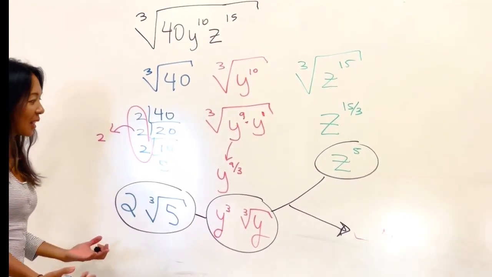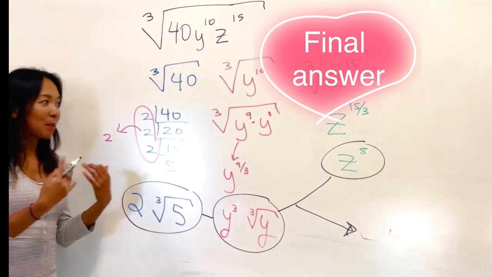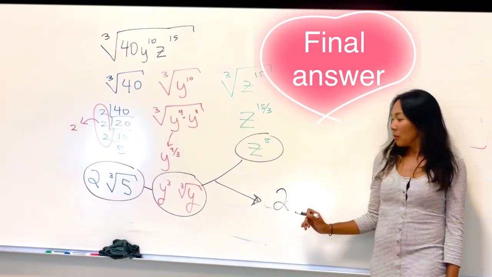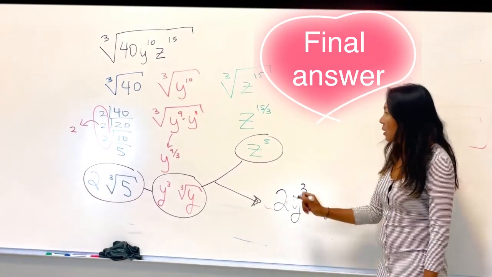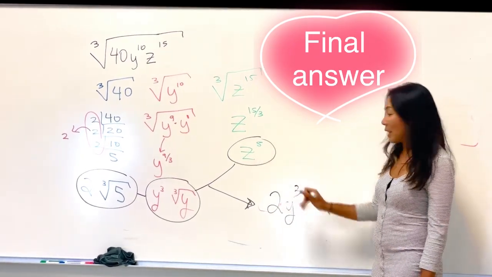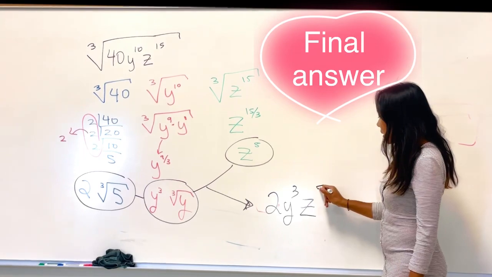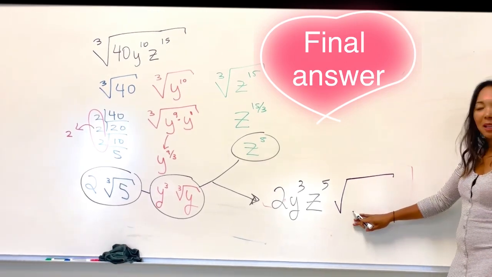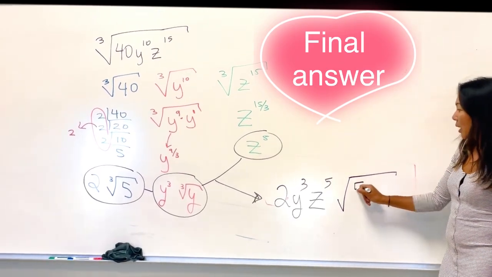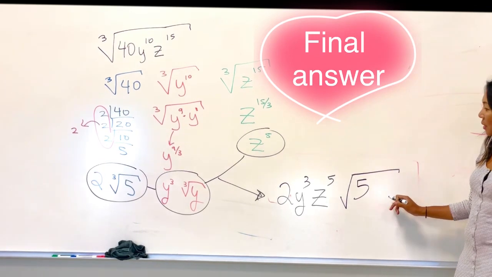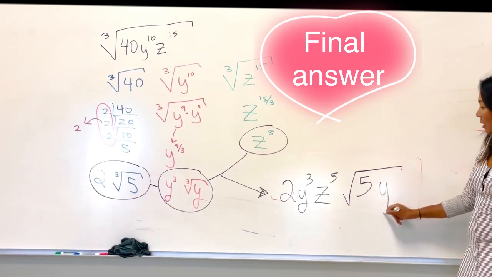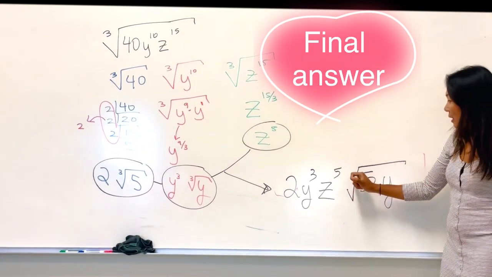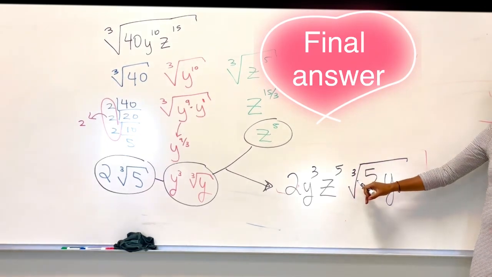My final answer then, all the items outside the radical get multiplied together. What are the things that are outside the radical? 2, y to the third, z to the fifth, right? That's outside the radical. Is that everything? And then radical, what goes inside the radical? 5. Anything else inside the radical? Y. And then, what am I missing? The cube root, right? The index. So make sure you make that little index sitting right there.